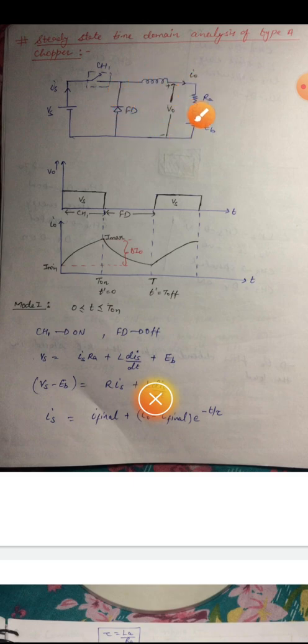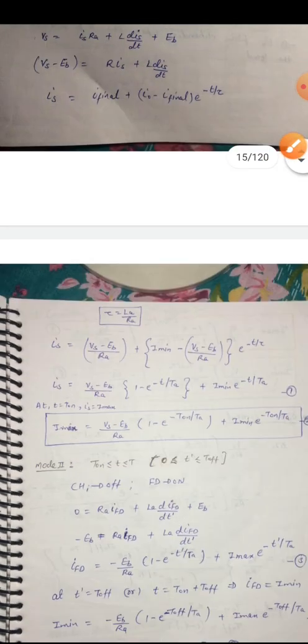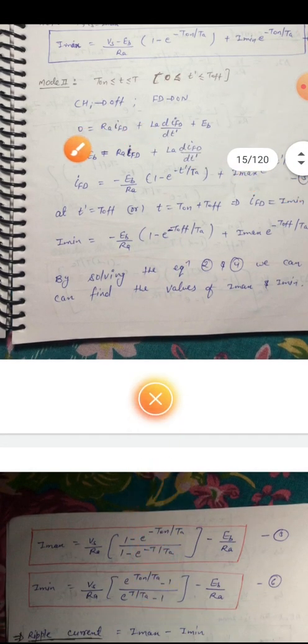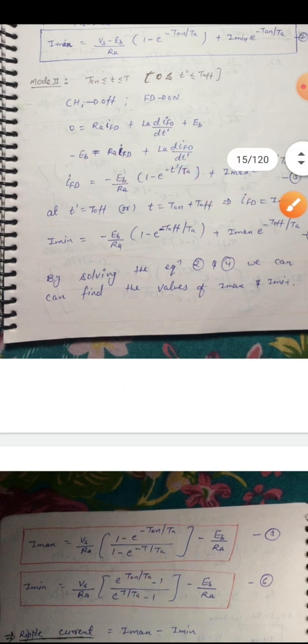This current I consider as the freewheeling diode current. So Ra into IFD is a voltage drop, plus La into dIFD upon dt, plus Eb equals 0. So we get 0 equals Ra IFD plus La dIFD by dt plus Eb. Take Eb to the other side: Ra IFD plus La dIFD by dt.